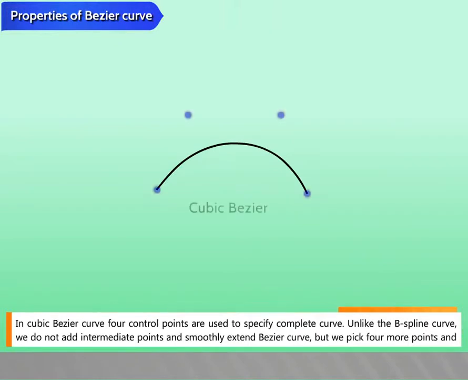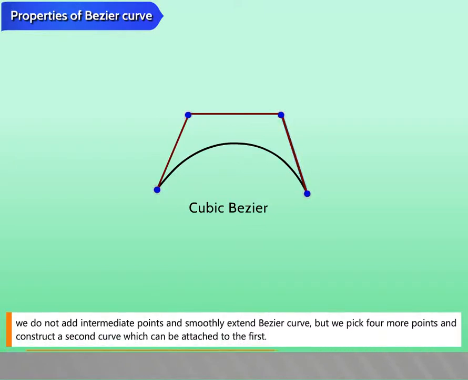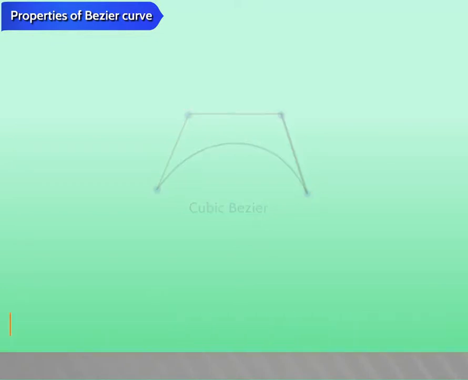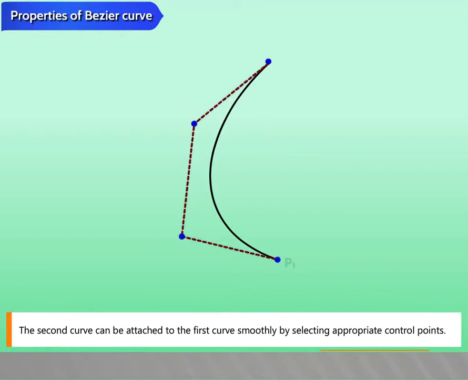In a cubic Bezier curve, 4 control points are used to specify the complete curve. Unlike the B-spline curve, we do not add intermediate points and smoothly extend the Bezier curve, but we pick 4 more points and construct a second curve which can be attached to the first. The second curve can be attached to the first curve smoothly by selecting appropriate control points.